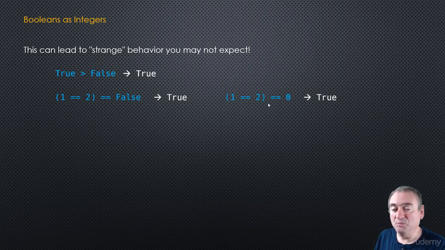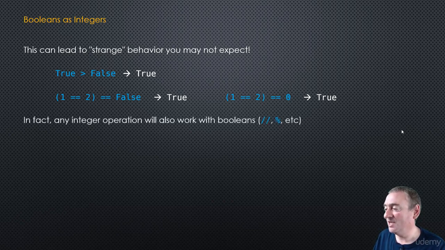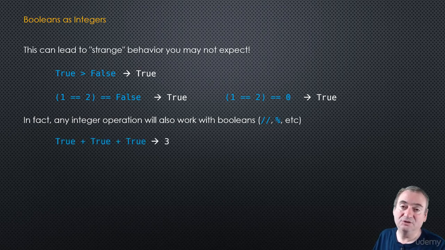Now, the parentheses here are important, and we'll see that in an upcoming video when we look at chained operations in Python. But they are important here, and we'll explain why in a later section. So, in fact, any integer operation will also work with Booleans: addition, subtraction, the div, the mod, and all those things. So, for example, you could write true plus true plus true. That will return 3. Again, I don't necessarily propose that you should write things like this in your code. There are some actual use cases where this can be useful, but we'll see those later.